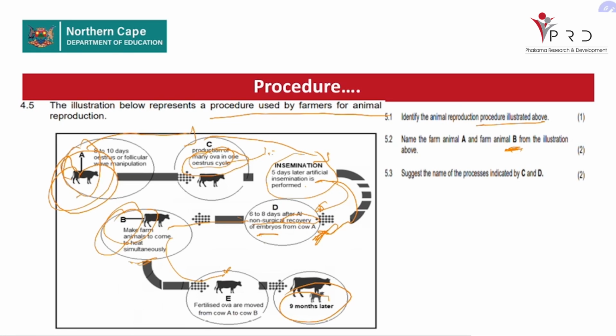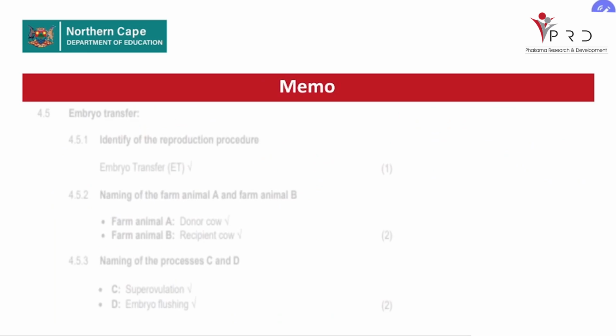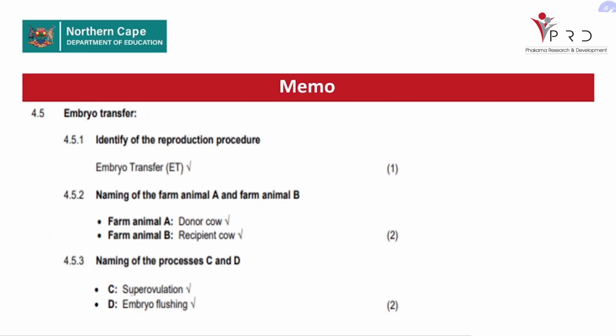And then the next question: suggest the name of the process indicated by C. The process that occurs at C, the production of many ova, we talk of superovulation. And then what process occurs at D? The non-surgical recovery of embryos, then we talk of flushing. So you can look at that. We talk of superovulation and embryo flushing.